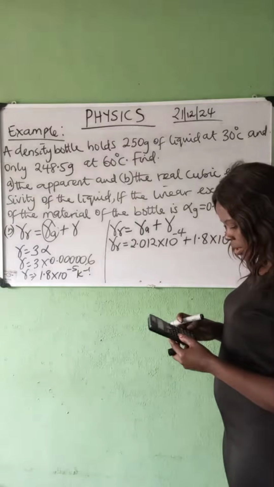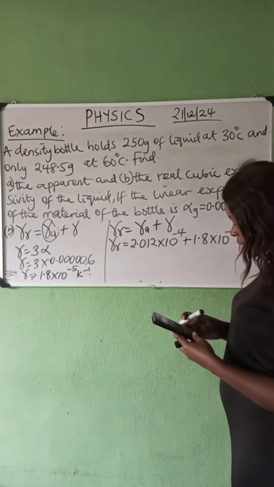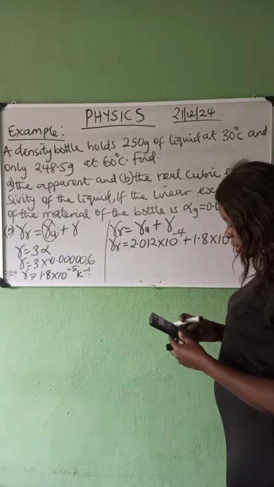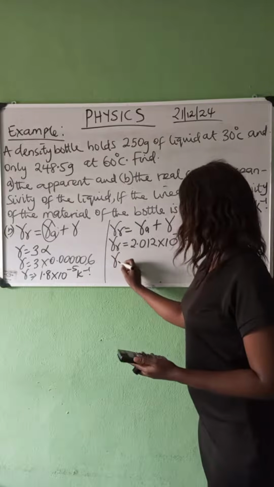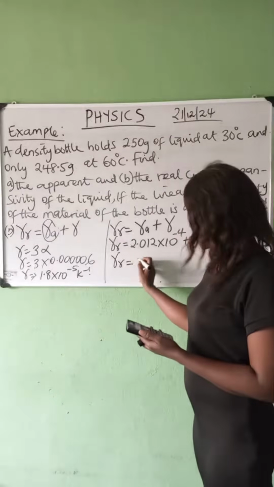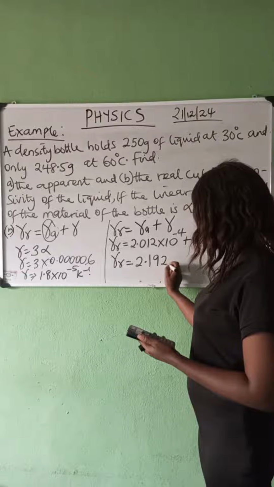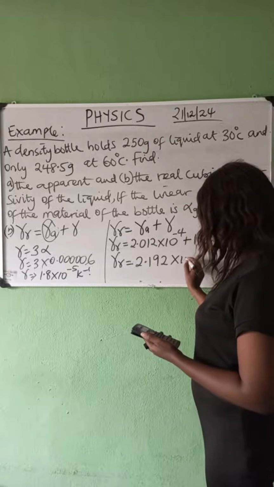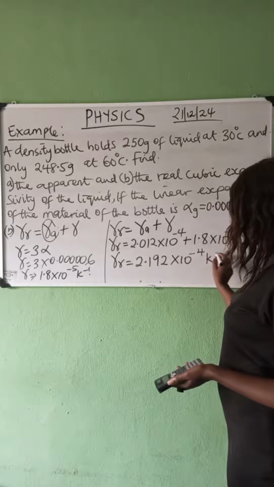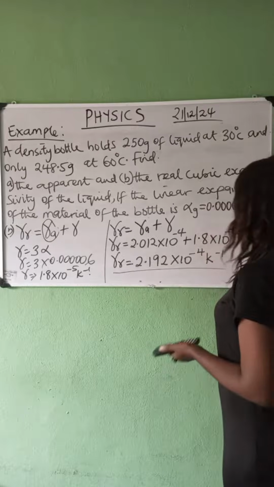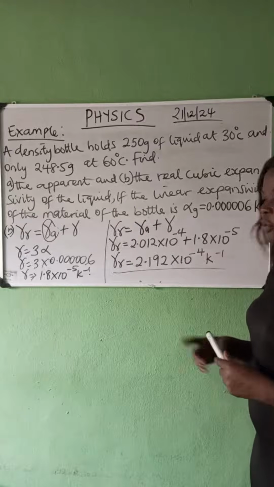2.012 times 10 to the minus 4 plus 1.8 times 10 to the minus 5. So my real cubic expansivity is equal to 2.192 times 10 to the power of minus 4 per Kelvin. Is that clear? Do we understand?